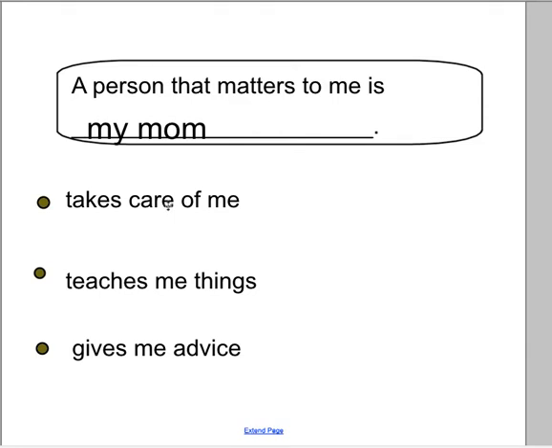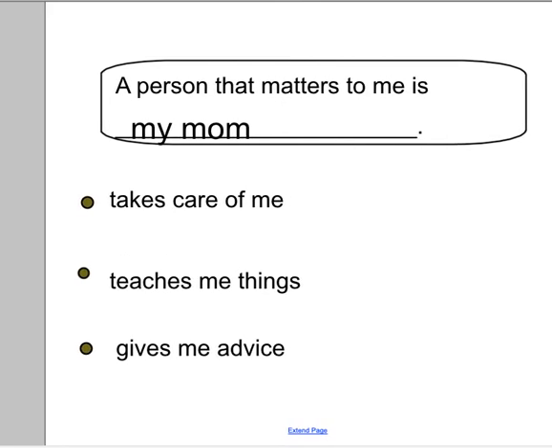Because remember, you're going to have to elaborate on each of these when you write your essay. So right now you're just writing takes care of me. But when you write your essay, you're going to have to explain how they take care of you with at least a few examples. Same with teaches me things. Examples are going to have to be written after that. Gives you advice, examples. So make sure when you're thinking of your 3 bullets that you have in your mind different examples for each of them. You can pause the video to fill this out, and then we'll continue after that part.